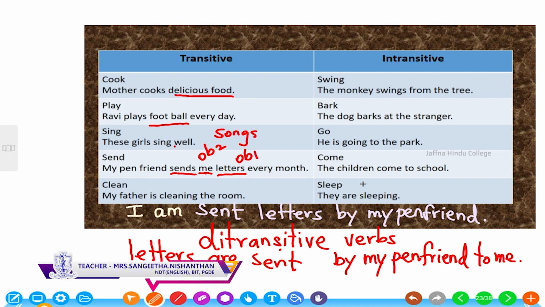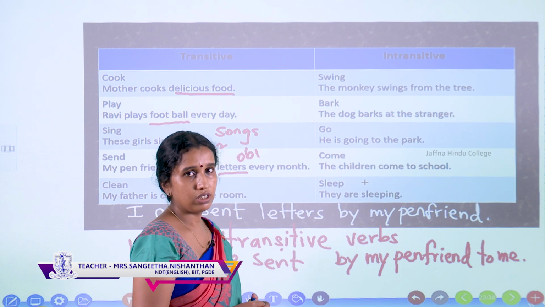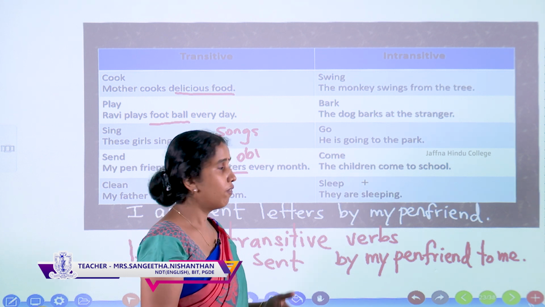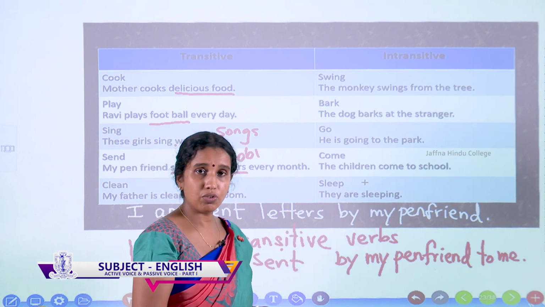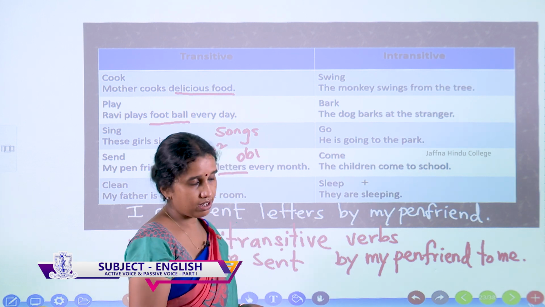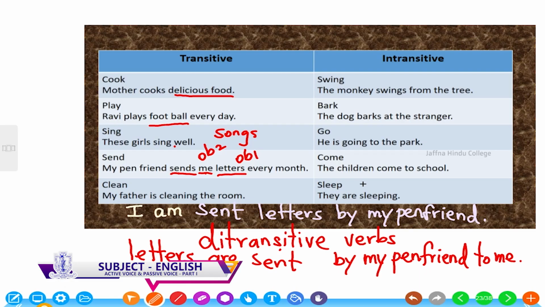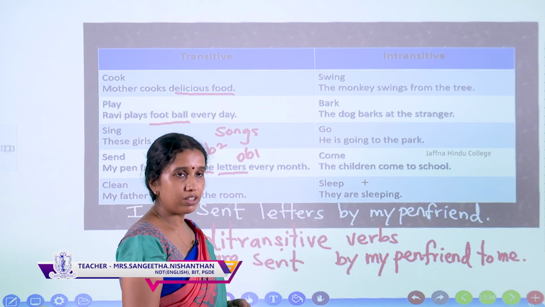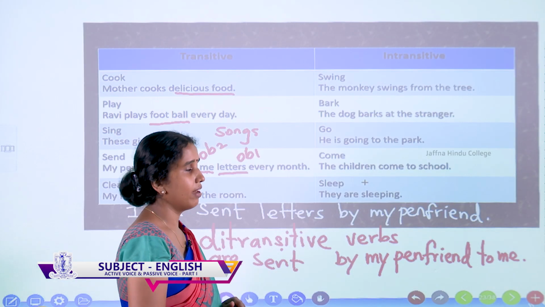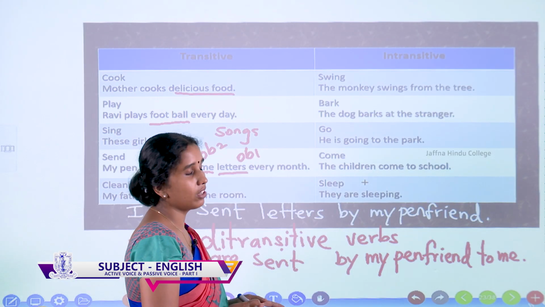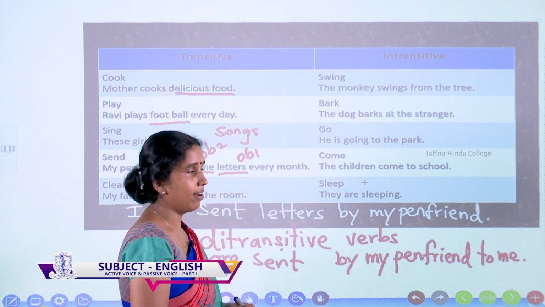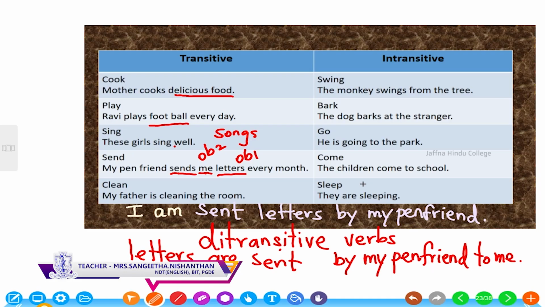Now, look there, the intransitive verb. Swing. The monkey swings from the tree. It swings from the tree. But what does the monkey swing? Can you get an answer? No. It swings from the tree, not it. What does the monkey swing will not give you an answer, or to whom does the monkey swing will not give you an answer. So, the verb swing does not carry an object.